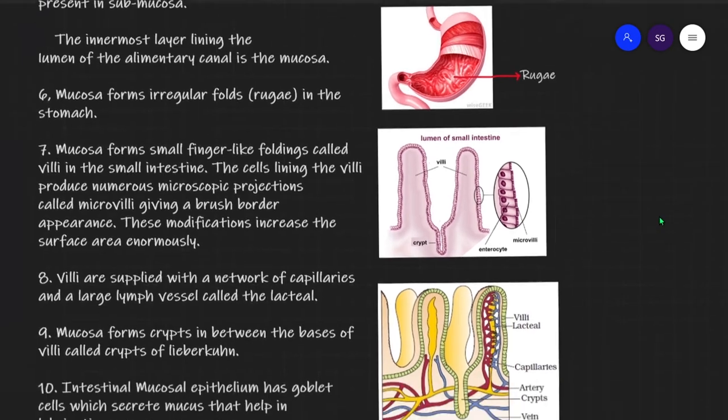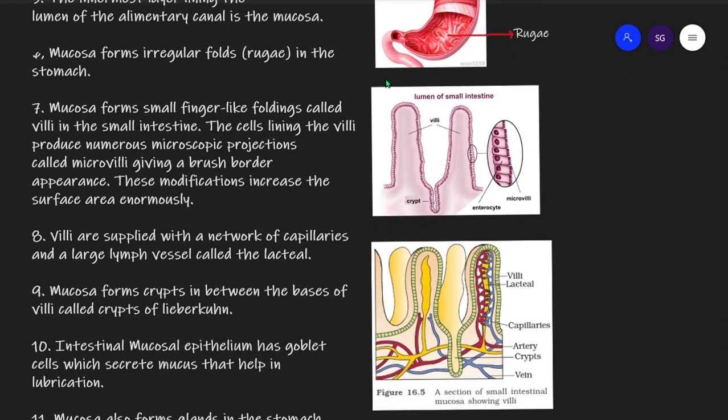Now, similar to the stomach, in the intestine, mucosa is arranged in finger-like projections. There, the mucosa shows finger-like projections, and these have been named villi. So what are villi? Villi are the mucosal finger-like projections present in the small intestine.